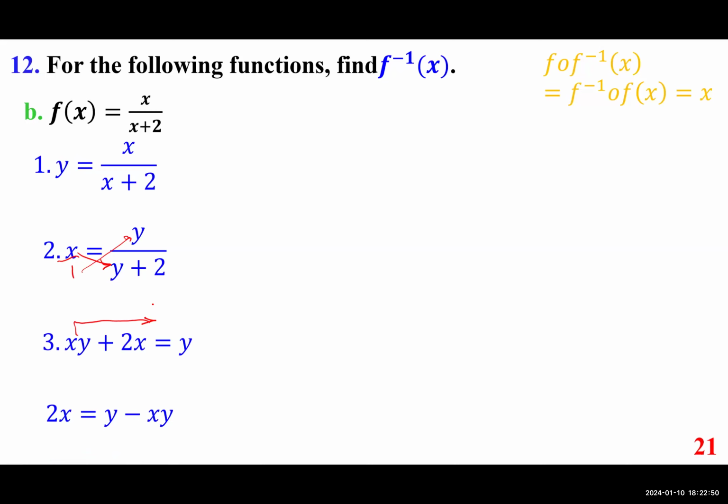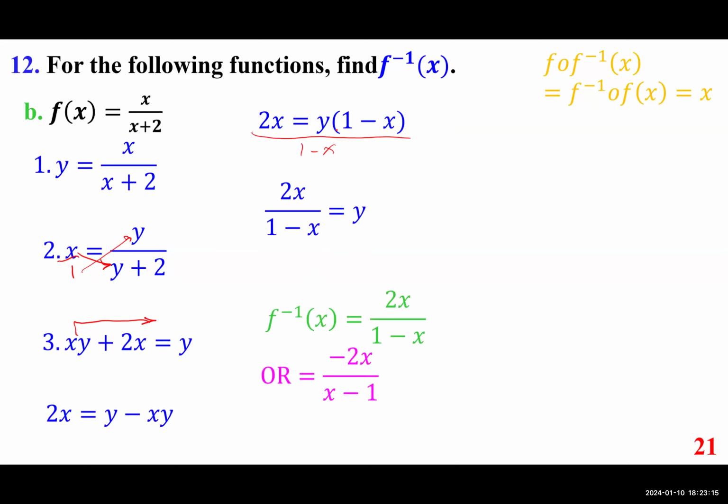I'm solving for y, so I'm going to factor the y on the right side. I'm going to divide everything by 1 minus x. So the left side becomes 2x over 1 minus x, and the right side is just y. And I'm going to change the name of y to f inverse. Now, what I want you to notice is that this is the answer, and you're done.